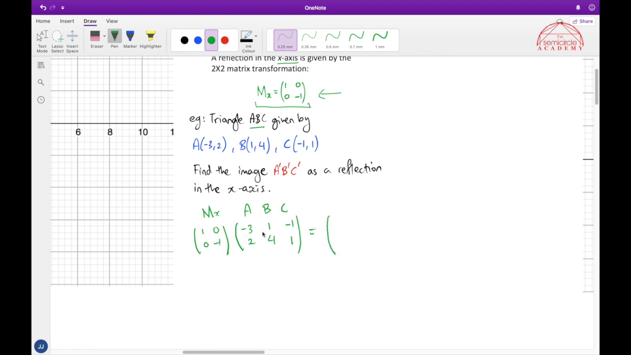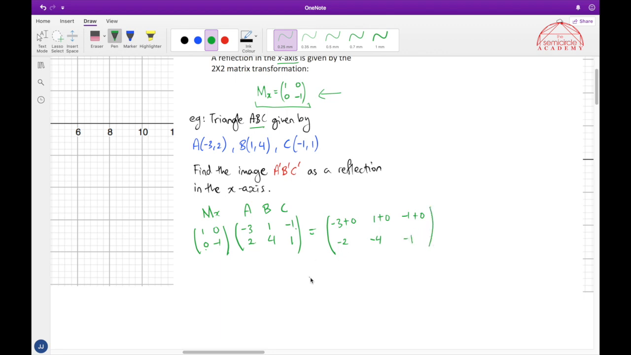I have 1 times -3, which is -3, plus 0 times 2, which is 0, right? 1 times 1, which is 1, plus 0 times 4, which is 0. 1 times -1, which is -1, plus 0 times 1, which is 0, right? Now we'll do the second row here. 0 times -3 is 0, and -1 times 2 is -2. 0 times 1 is 0, and -1 times 4 is -4. And 0 times -1 is 0, and -1 times 1 gives us -1.